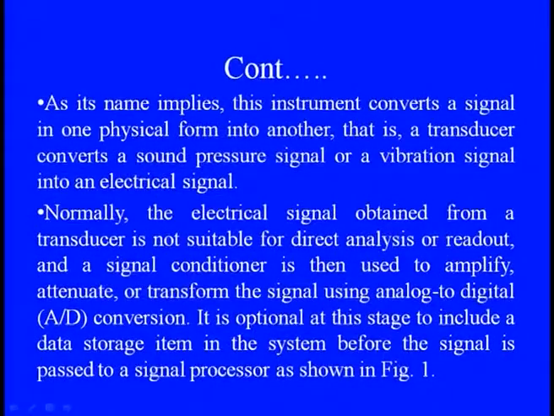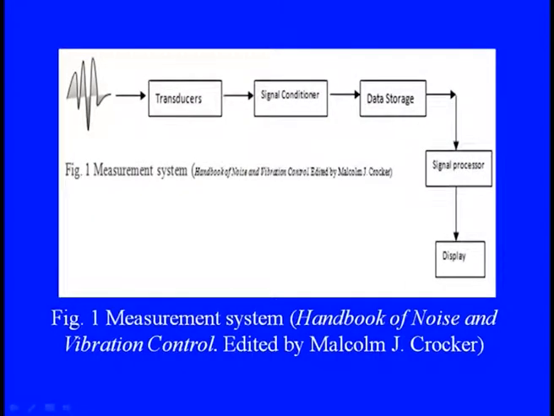So, a signal conditioner is used to amplify, to attenuate, or to transfer the signal using an A to D, analog to digital converter. And it is optional at this stage to include a data storage system. Sometimes the signal processors are there directly. So, when we are going for the basic measurement, the raw signal comes from the excitation, and it is immediately acquired by the transducer.